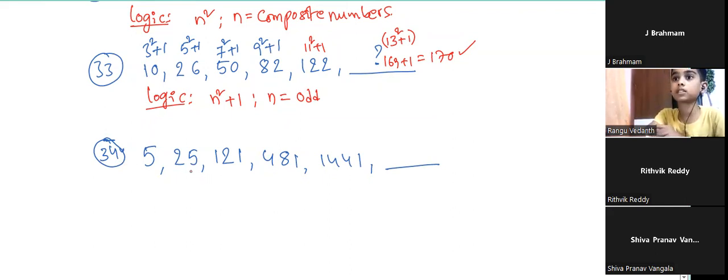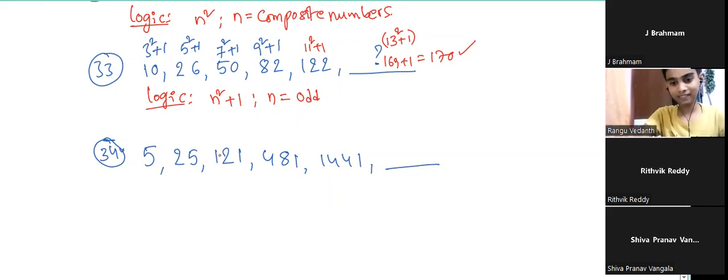It is not a cube for 25. Sir, it's a cube for 5, right? No. 5 cube is 125. 5 square is 25, not 5 cube. Sorry, I was talking about squares. These are squares. So 5 square is 25 and 11 square is 121. That's all. What about the remaining numbers?